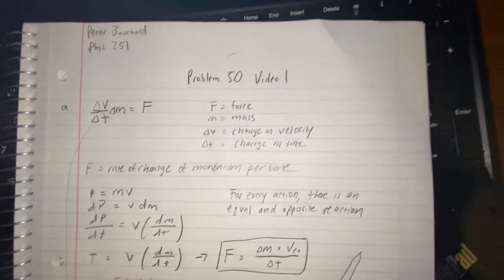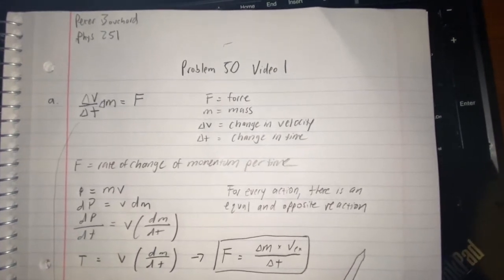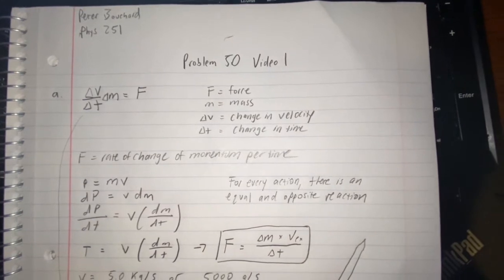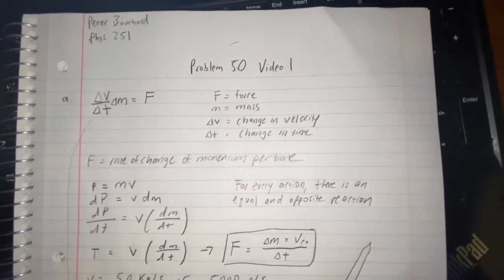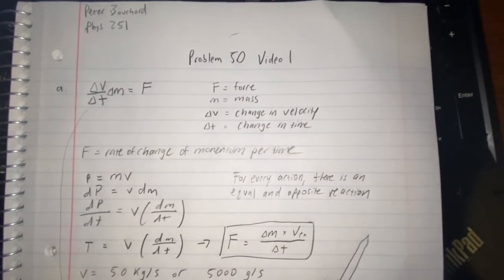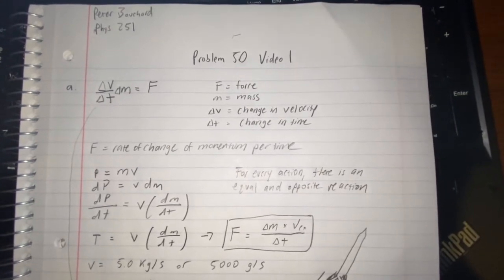All right, so this is my problem 50, a week 7 video explainer. So in this problem, we are dealing with a rocket that's burning fuel at a rate of 5 kilograms per second and expelling exhaust gases at a speed of 4 kilometers per second relative to the rocket. So for this first part, we are trying to find the thrust of the rocket engine.